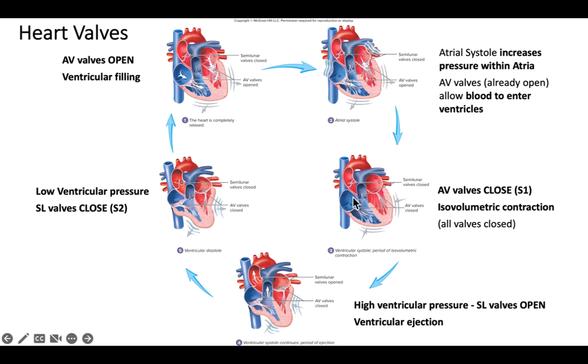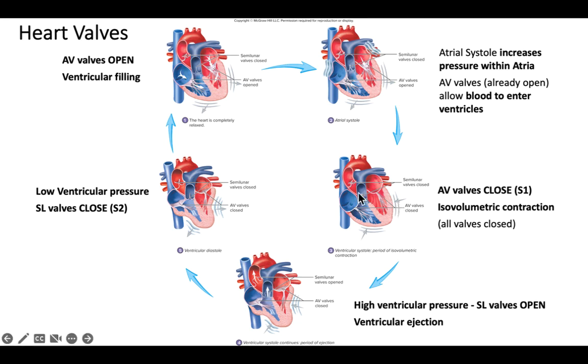And when those AV valves close, we can hear that as that first heart sound. All right. What happens during isovolumetric contraction is the volume in the ventricle stays the same, even though the ventricle's contracting. So how can the volume stay the same? Notice all the valves are closed. If all the valves are closed, no blood can enter a ventricle, no blood can exit a ventricle. So the volume must stay the same. And what that helps us do is really increase the pressure.